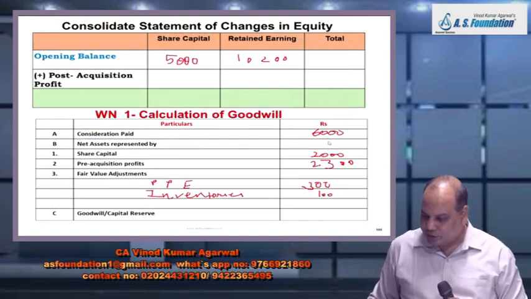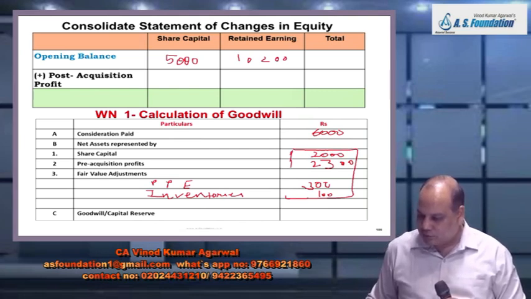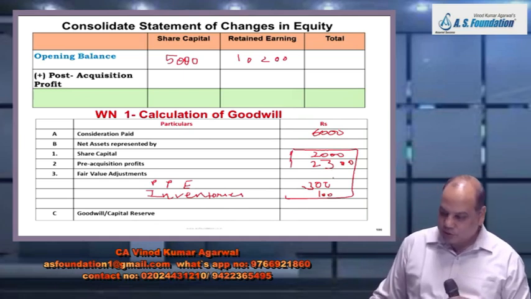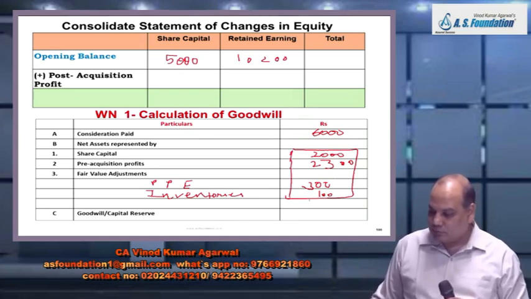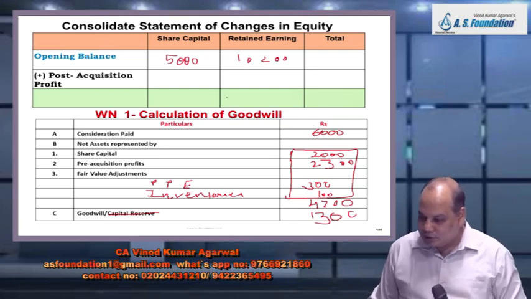Consideration paid is written, NCI is not there. Share capital, pre-acquisition profit and fair value adjustment. So first you tell me the total of these four items. How much is the total of this: 2,000 plus 2,300 plus 300 and plus 100? 4,000? Is the student right? 4,700. So therefore we will get goodwill 1,000, is right.